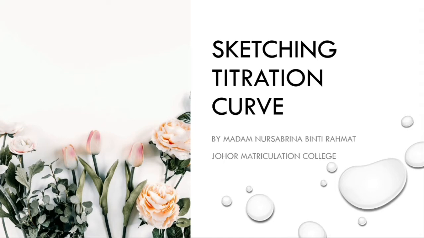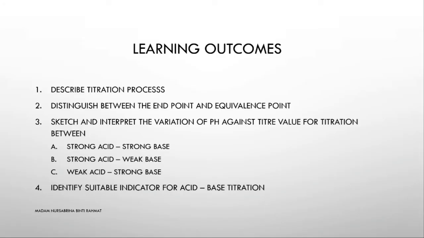titration curve. At the end of the lessons, you're going to understand what the titration process is. You're going to be able to differentiate between equivalence point and end point. Then you will learn the difference in the titration curve for three different cases: between strong acid and strong base, secondly between strong acid and weak base, thirdly between weak acid and strong base. And finally, I will introduce to you the different types of indicator that can be used in titrations to determine the endpoint. So let's first learn what the titration process is.